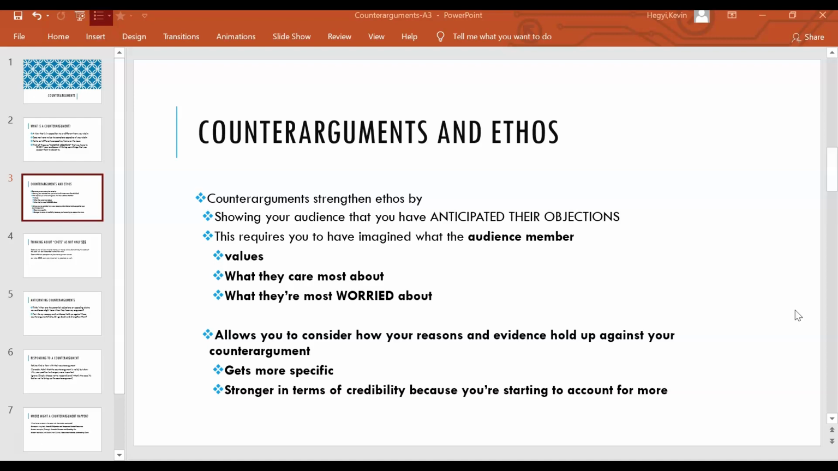It also shows how your reasons and evidence hold up against your counterargument. When you engage with different perspectives, say someone who's going to object to the cost of something, that really helps you solidify your plan of action. You engage with that different side and you see your own weaknesses in the argument, so you need to go strengthen your own points in your proposal to make it more effective.